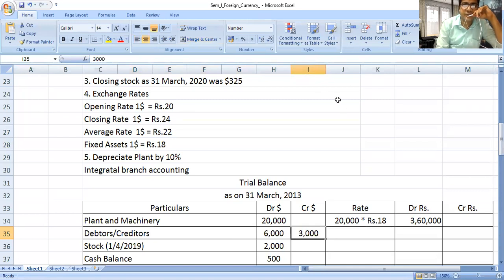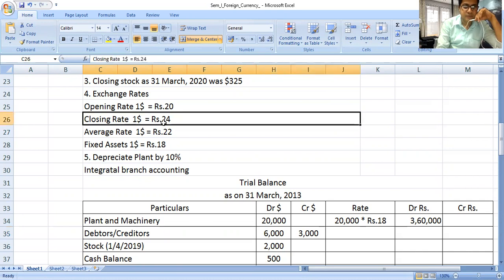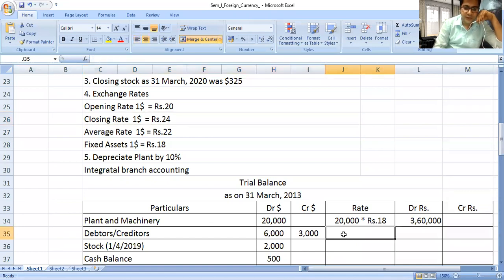Yes, Mr. Kishore is right. Debtors are always recorded on the debit side of the trial balance and creditors always on the credit side. Debtors and creditors are current assets, and whenever we record them we will use the closing rate. Why the closing rate? Because you have to keep in mind it is a monetary item.